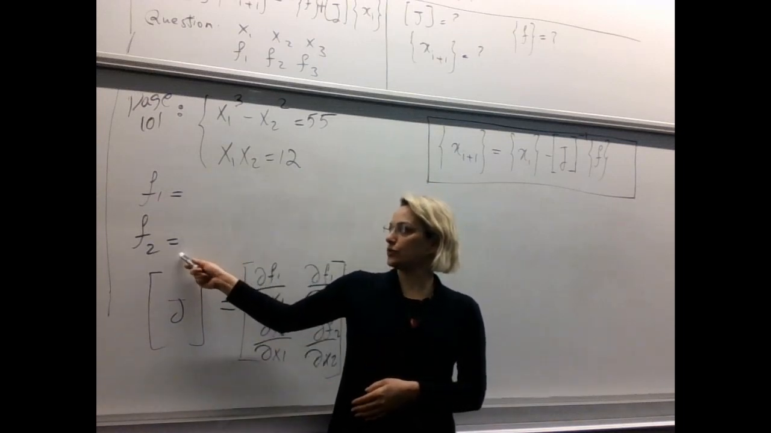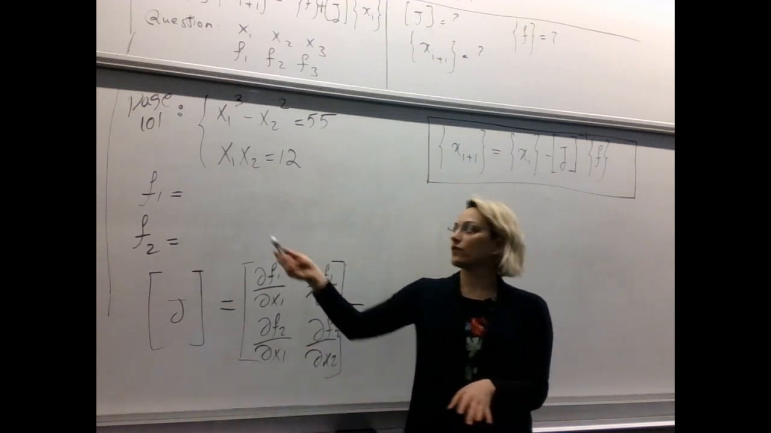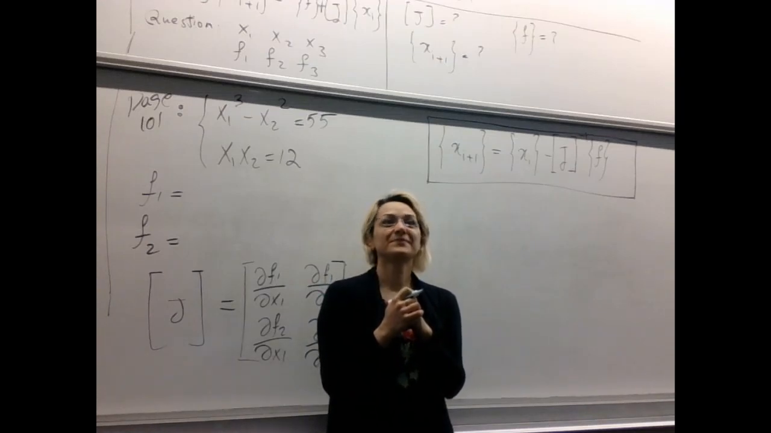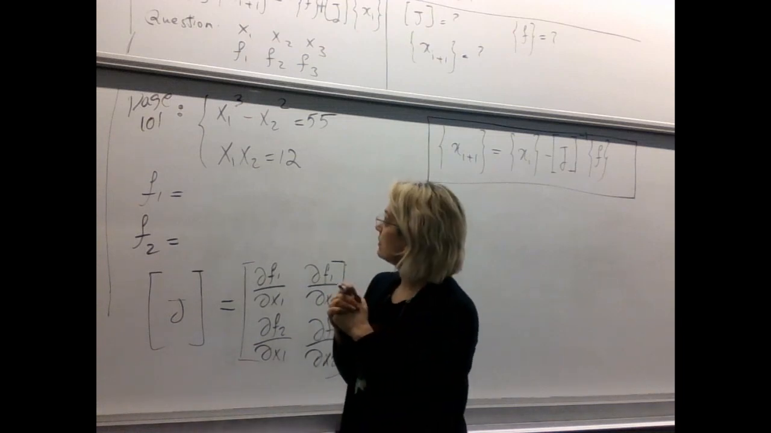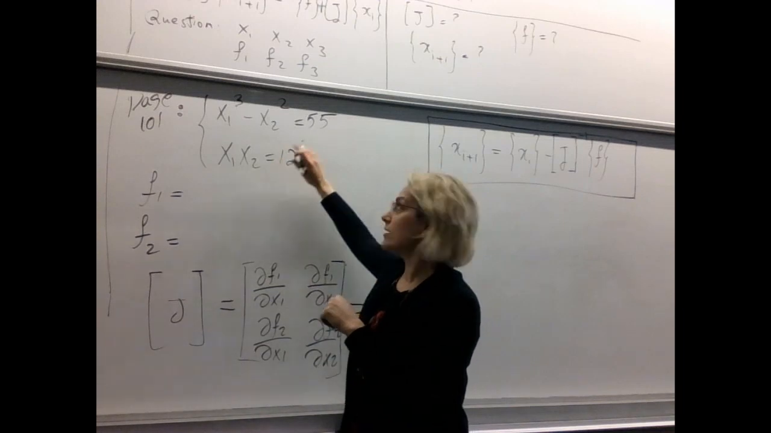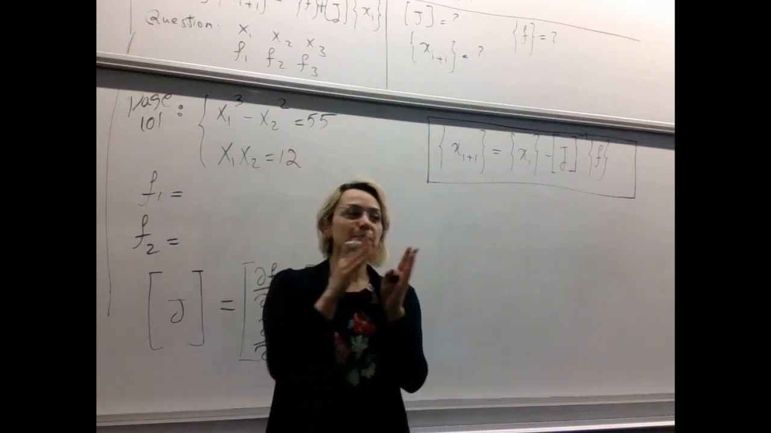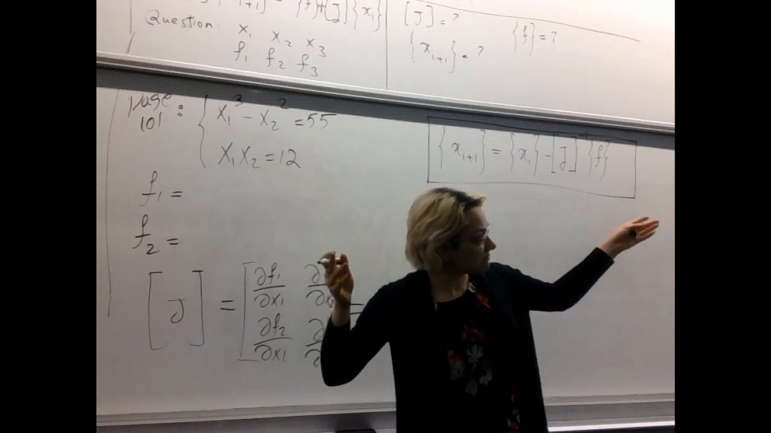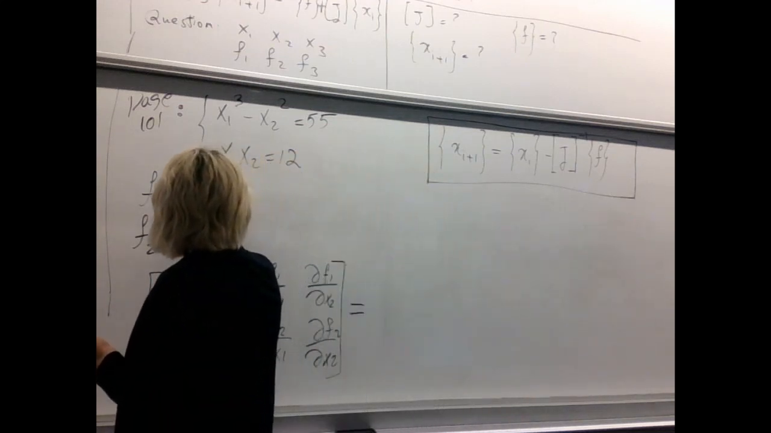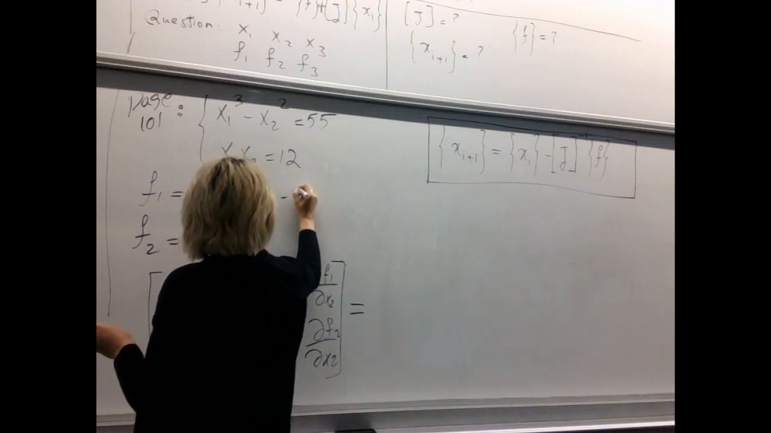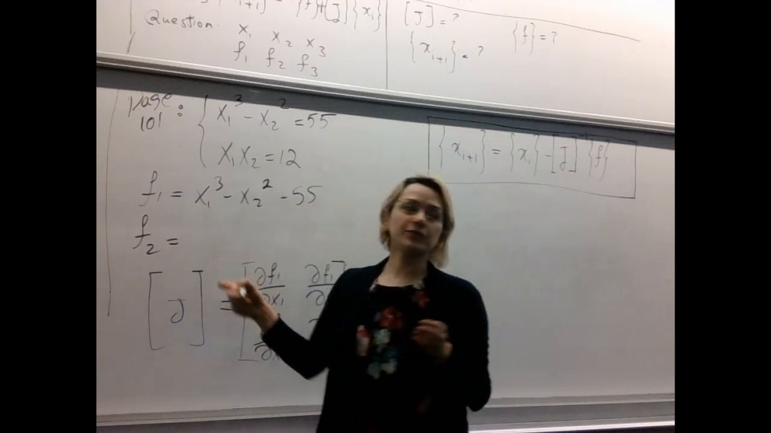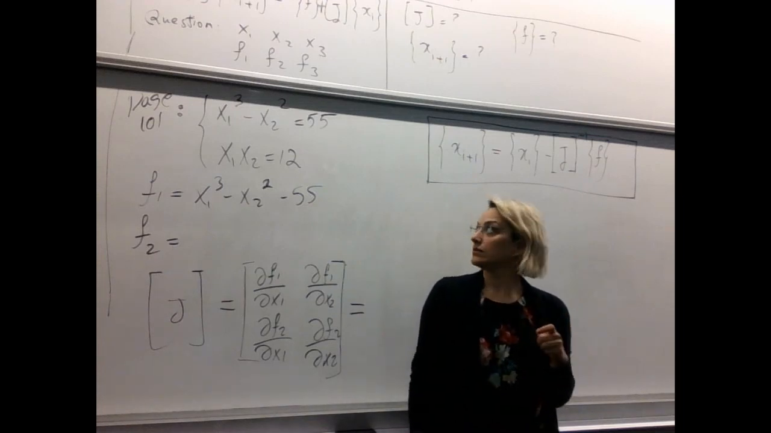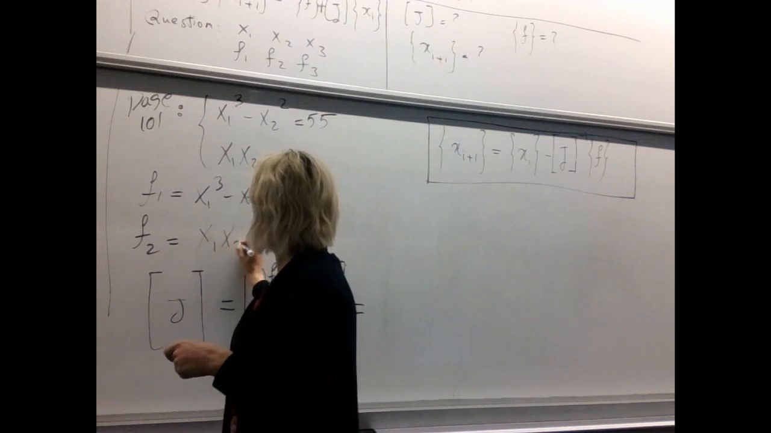Okay, let's find out F1, F2 here, and then I'm going to give you time for the Jacobian. So what would be F1? X1 cubed minus X2 minus 55, right? Because we said that we want to have something equal to zero. Remember the first equation that we had, two, three slides before this. So F1 is going to be this. And F2? X1 X2 minus 12. Perfect.